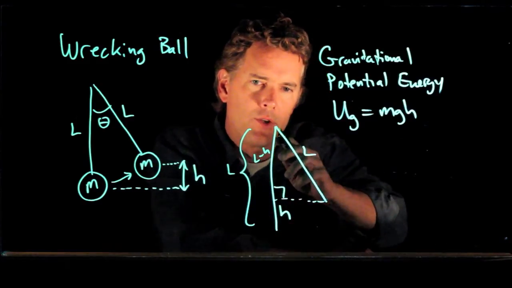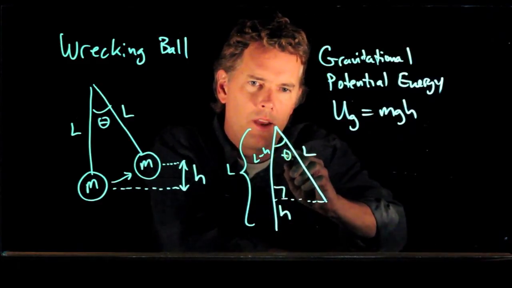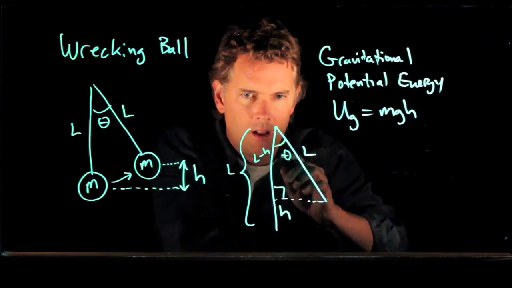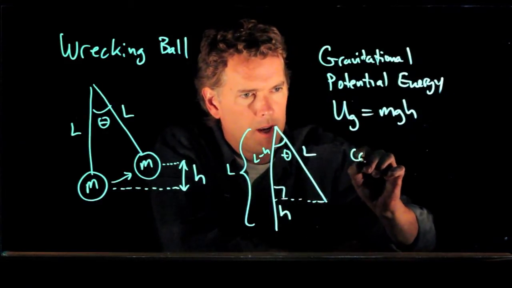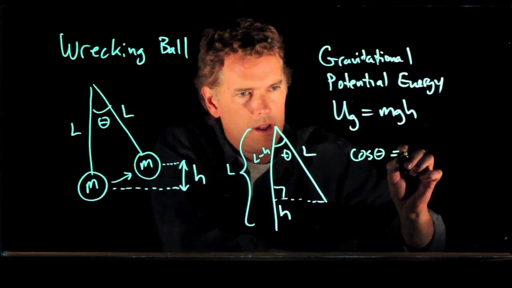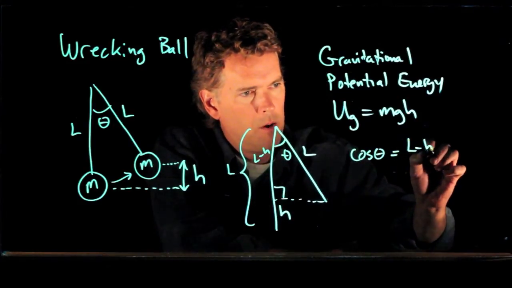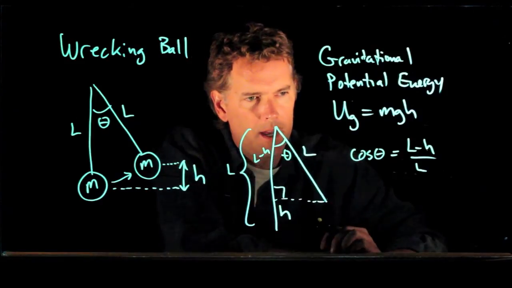So now look, I have a triangle that has an angle theta there. It has a hypotenuse L. The cosine of that is L minus h. So I can write cosine theta equals L minus h, divided by L.